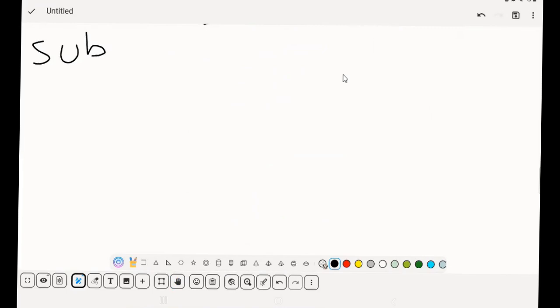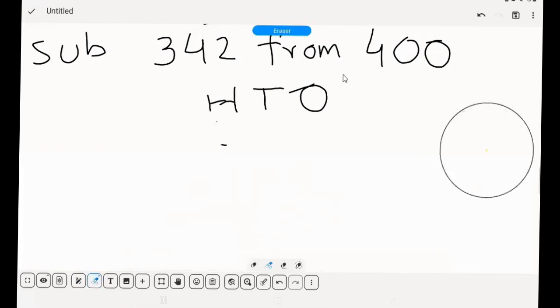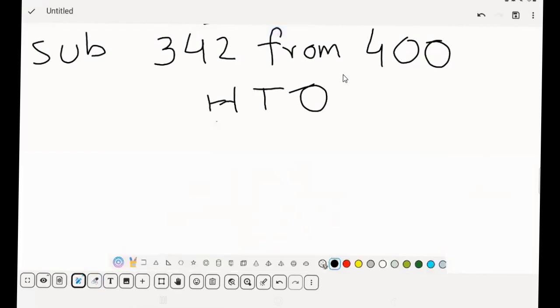Suppose we need to subtract 342 from 400. Now, how will you do that? You have to write the number in HTO pattern. Simply write the numbers in HTO pattern. First, you will write 400.